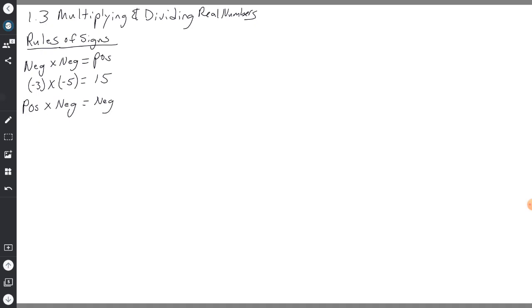A negative number times a positive number, it doesn't matter which way around this is because multiplication is commutative. So a negative times a positive is going to give us a negative. Other way around, still the same thing. In other words, if we say 10 times negative 9, it's a positive times a negative, so we're going to get a negative answer, negative 90.